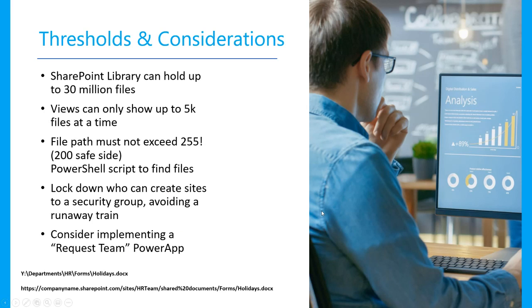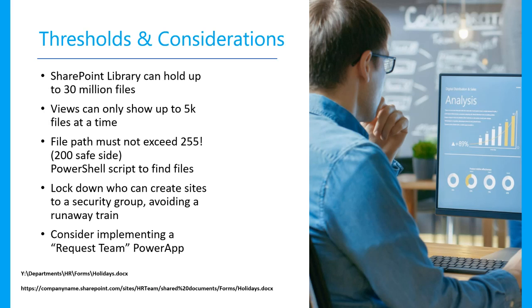Some other considerations. So a SharePoint library can hold up to 30 million files. However, document libraries can only ever show you up to 5,000 files at one point in time. So you need to consider, if you've got a lot of documents in one team, how are you going to split that out? You might have multiple document libraries to get around that, or you need to think about how you can have filters on your documents, so you are returning less than 5,000 files at any point in time. So that can be done. Maybe you could have a view to only show documents that have been created or uploaded in the last 12 months or something like that.